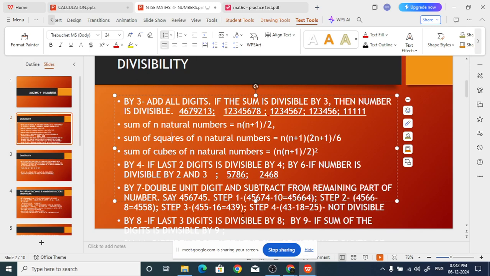Yes, sir. It is not difficult. That's why I am going a little faster. No, that's the thing. Then, how do you find whether a number is divisible by 7?